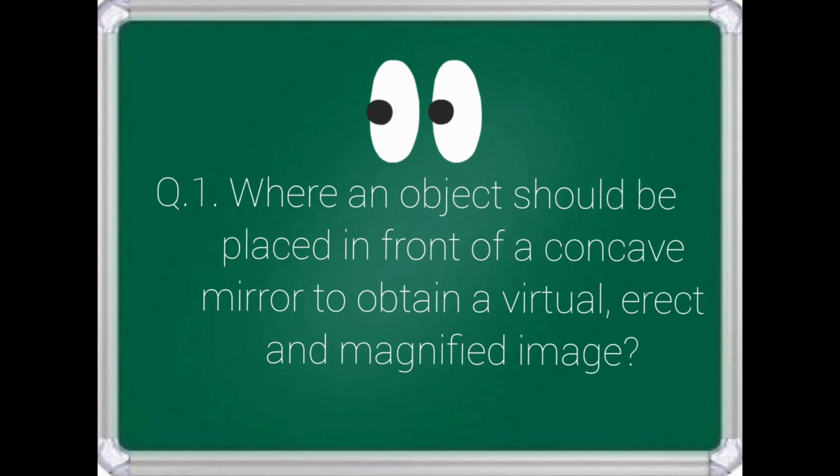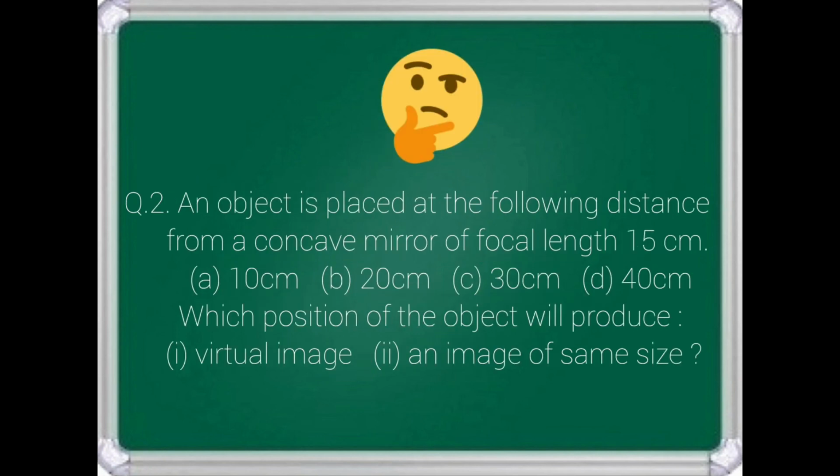Where should an object be placed in front of a concave mirror to obtain a virtual, erect and magnified image? Second question, an object is placed at the following distance from a concave mirror of focal length 15 cm: A 10 cm, B 20 cm, C 30 cm, D 40 cm. Which position of the object will produce, first one, a virtual image, second one, an image of the same size?